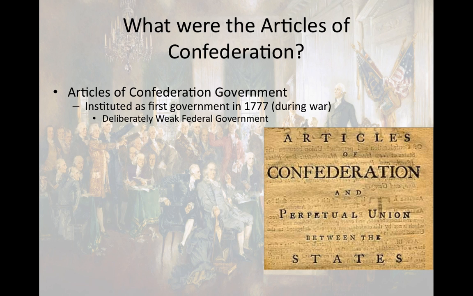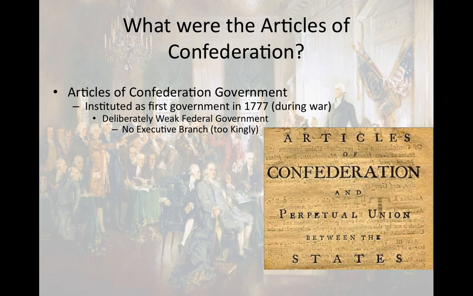It deliberately set up a weak federal government. And I want you to think to yourself, why would America want to have a weak federal government? They just got done fighting who? Britain. Good. And Britain had what kind of government? Monarchy. Good. So Americans didn't want a king. So they deliberately set up a weak federal government.